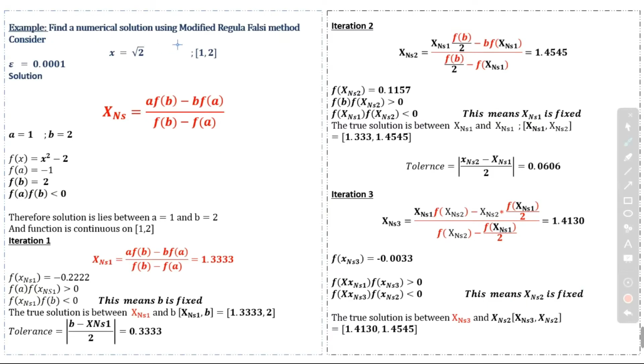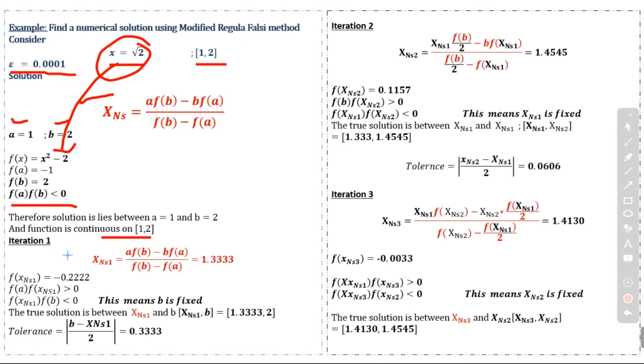Example: find a numerical solution using the modified Regula Falsi method. Consider x = √2 with this interval, and epsilon is equal to 0.0001. So this is our formula, and a = 1 and b = 2 are the endpoints of the interval. After simplification we get this, and the value of the function at the endpoints is -1 at a and 2 at b. The product of these is less than 0, therefore the solution lies between a = 1 and b = 2, and the function is continuous on this interval.